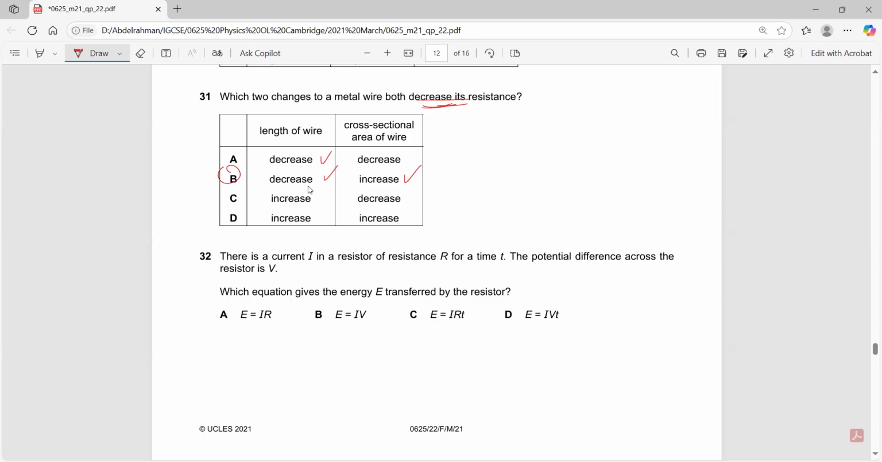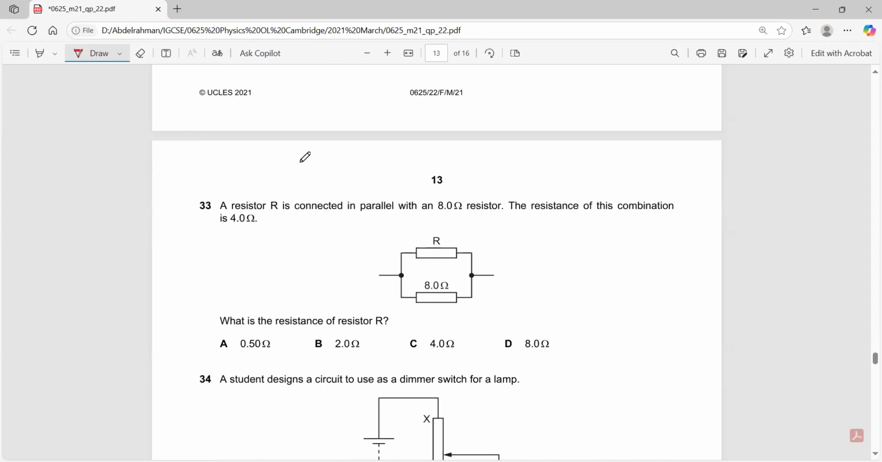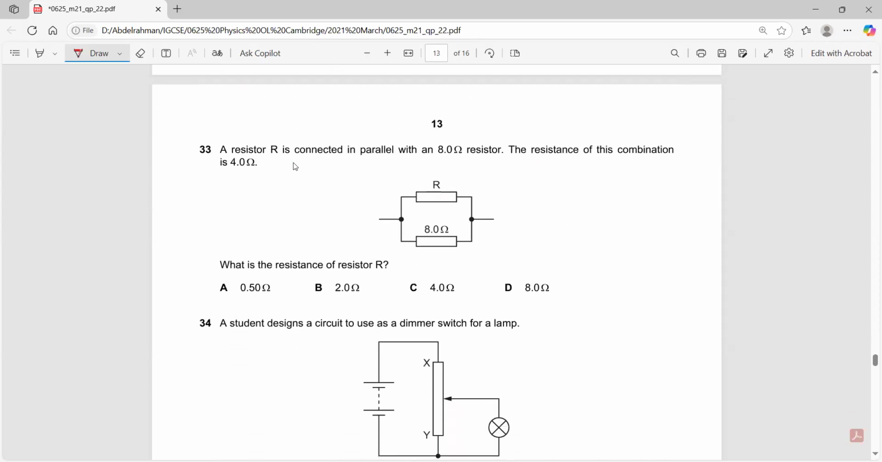There is a current, which equation is the energy E equals VIT or IVT. Resistance R is connected in parallel with the 8 ohm resistor. The resistance of this combination is 4 ohms. Both of them together would give you 4 ohms. So R has to be 8 ohms.